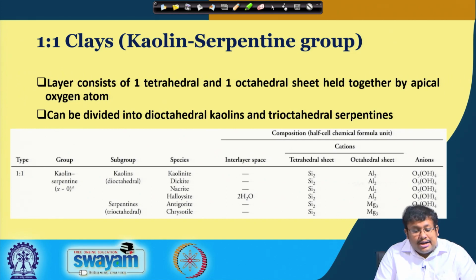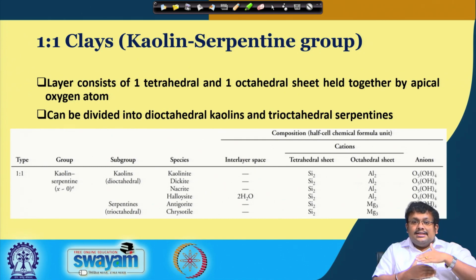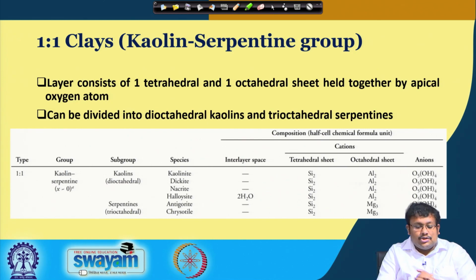Let us start with the 1:1 type of clay, which is called the kaolinite or serpentine group. It is called 1:1 type of clay because it is composed of one tetrahedral sheet and one octahedral sheet linked together to form this 1:1 type of layer by sharing their apical oxygen atom, and it can be divided into dioctahedral kaolins as well as trioctahedral kaolin.